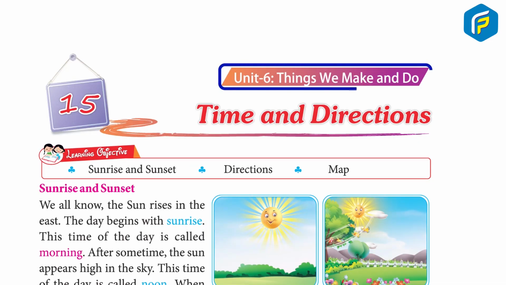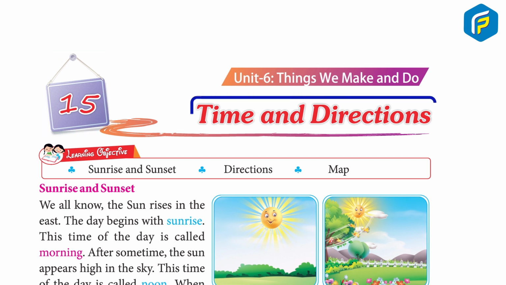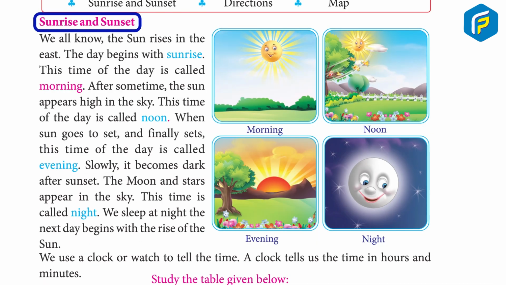Unit 6. Things we make and do. Chapter 15. Time and directions. Learning objective: Sunrise and sunset, Directions, Map.